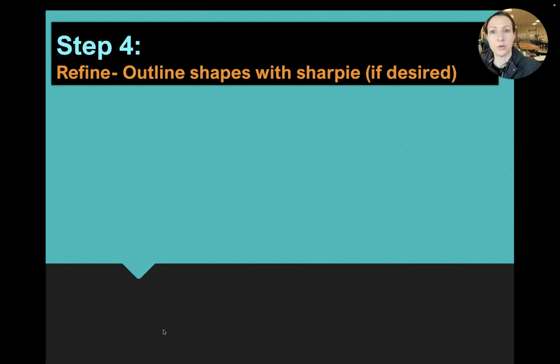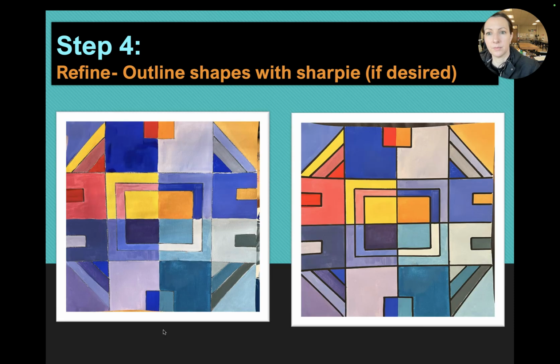And then last, you're going to outline the shapes with Sharpie if you desire to do so. So here is an example of mine before I outlined it with Sharpie and after. Again, this is up to you. It also depends on how clean you paint. If you're still working with your brush skills, I would consider outlining it with Sharpie. And then you can see in some areas I just left it color and didn't outline it. So you can also outline it in some areas and not others. Again, this is all your artistic choices.